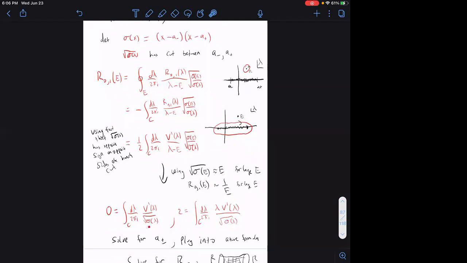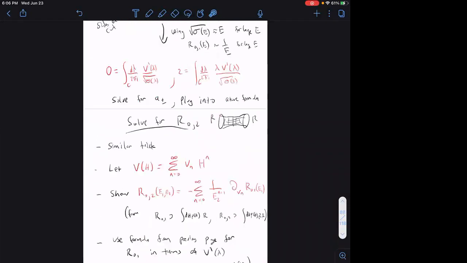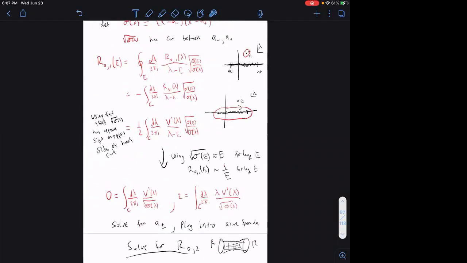We can write these two equations, which are independent of E, two equations that fix the two A's, and then once we know the A's, we can plug them into this to solve for this. Okay, so that was how to find this leading order piece of the resolvent in terms of the potential, using this general formula that looks like it's just pretty hard to solve in general.